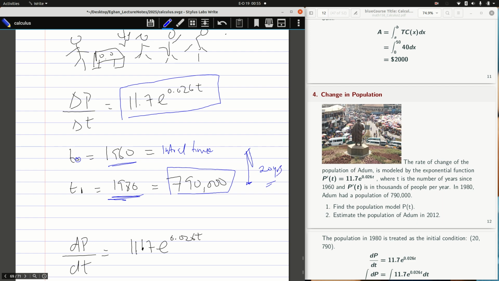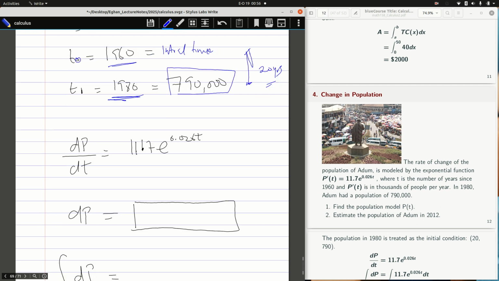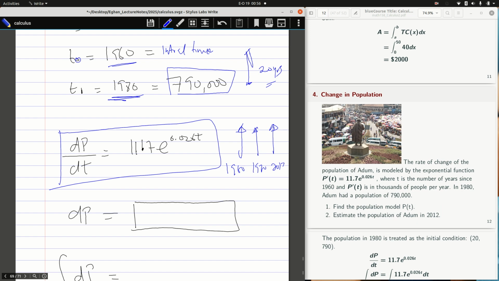But we're not given the population initially, but we can still have it. It says estimate the population model and then estimate the population that will be in 2012. So let's start. I have my change in population model given as this. Because of the positive exponential, the population keeps increasing from 1960 to 1980. I expect it to increase in 2012. It means it should be greater than what we had in 1980.